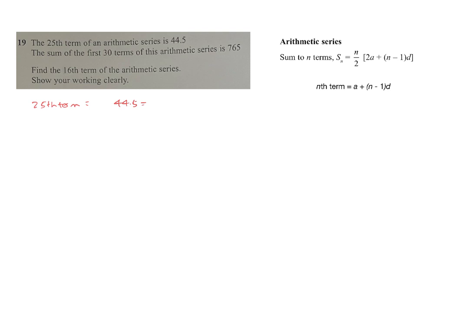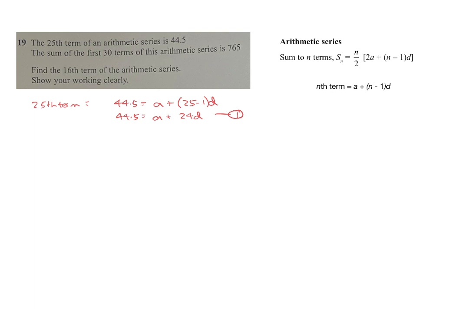So 44.5 equals a, which I don't know, plus n, which is 25, minus 1, d. So I can rewrite that as 44.5 equals a plus 24d. And that's all I can do. I have two unknowns in one equation. Nothing else I can do with that for now. I'm going to call that equation number 1. Little lollipop there to identify that. That's all I can do with the 25th term.